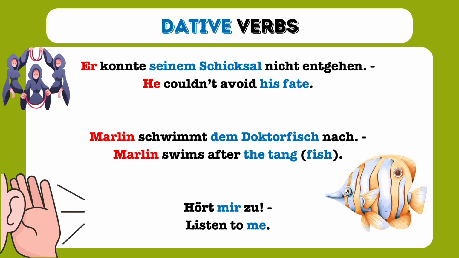Marlin schwimmt dem Doktorfisch nach. Marlin swims after the tang, which is a type of fish. Nach is another way of using the dative case. This is a separable prefix that's attached to the verb nachschwimmen. We put it at the end of the sentence here because it's a separable prefix. All of this is to say that dem Doktorfisch is used in the dative case because this prefix nach triggers the dative case. Marlin schwimmt dem Doktorfisch nach.